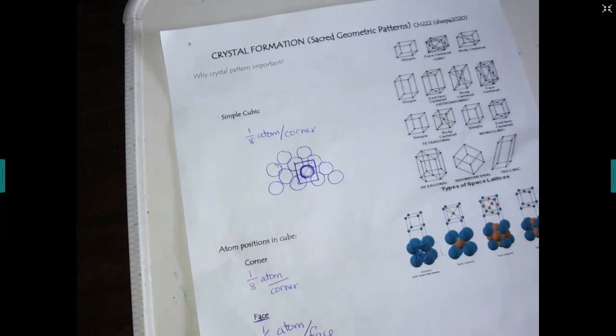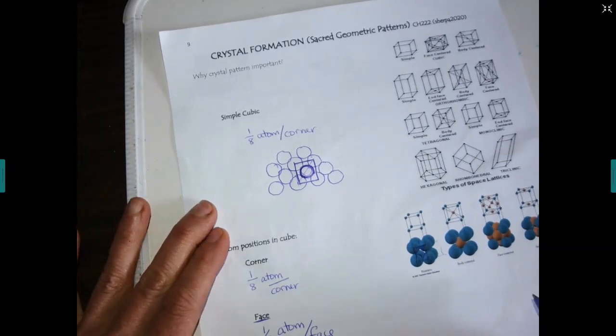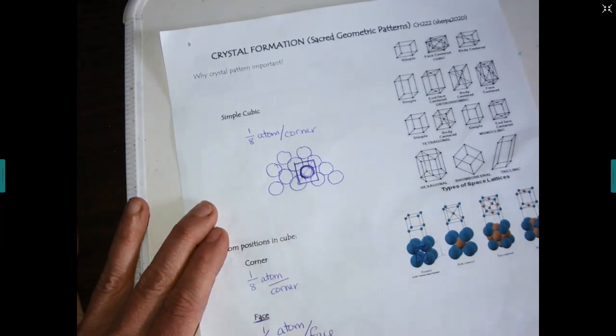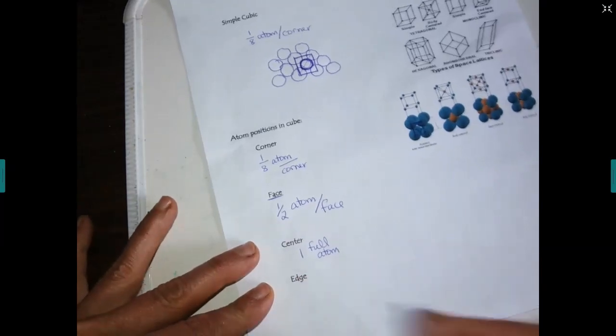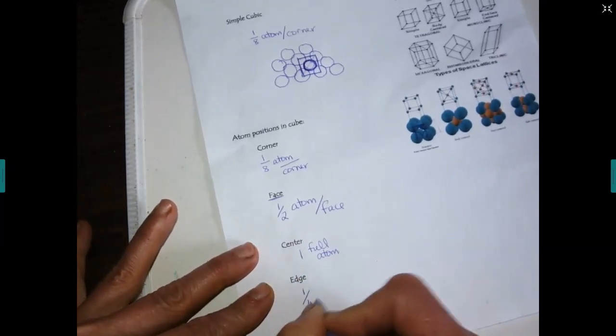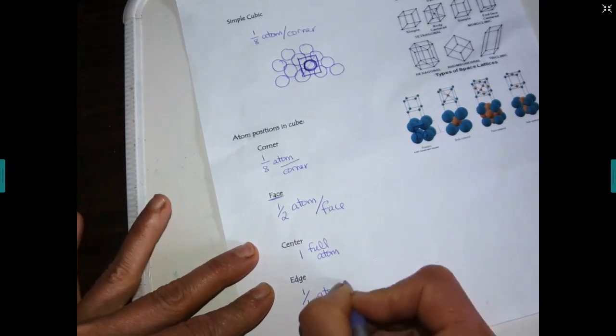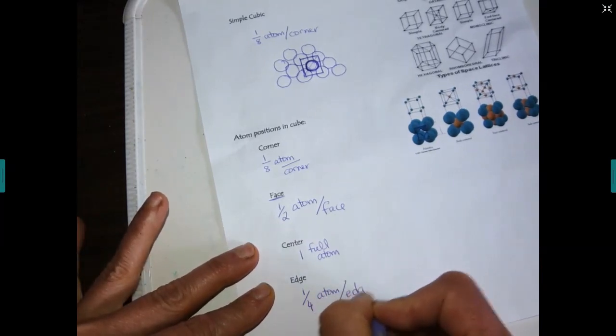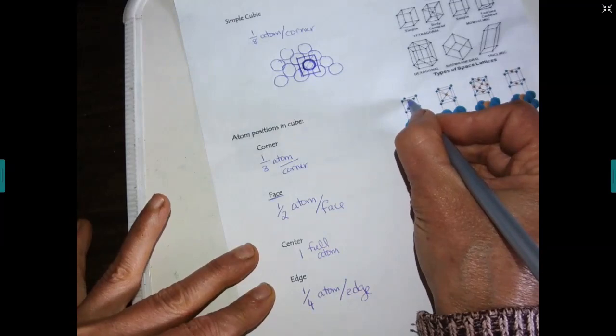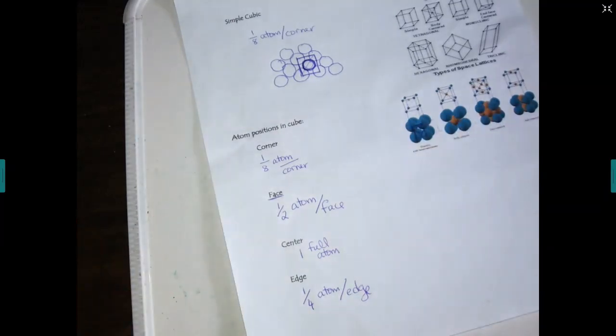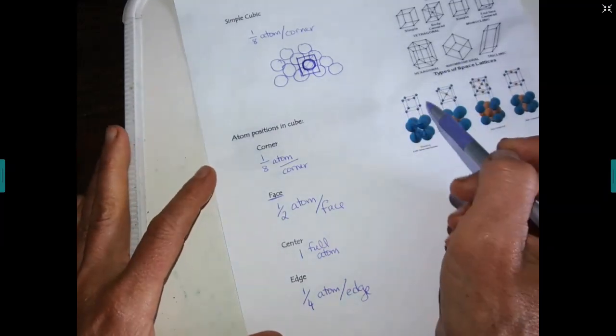Now the edge position, I'm trying to think if I have a good one that shows the edge. Probably not. No, that's a face. That's side-centered. You're going to have to take my word for it on this one. So for an edge position, we get to it on the last page. 1/4 of an atom per edge. So an edge would be like here, that you have the atom here in that cell. And so this edge is part of 4 cubes.